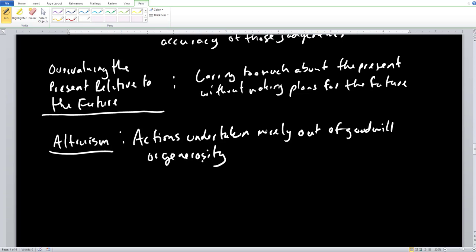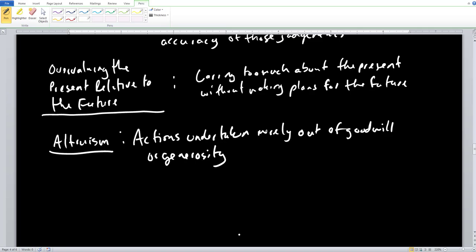Remember that we work with the assumption that individuals within economics are seen as very, very selfish. They should only care about themselves. But what do we see in the real world? We notice that a lot of people are altruistic. They undertake a particular action because it's out of their own goodwill or their own generosity. So exactly the opposite of what we built up so far.